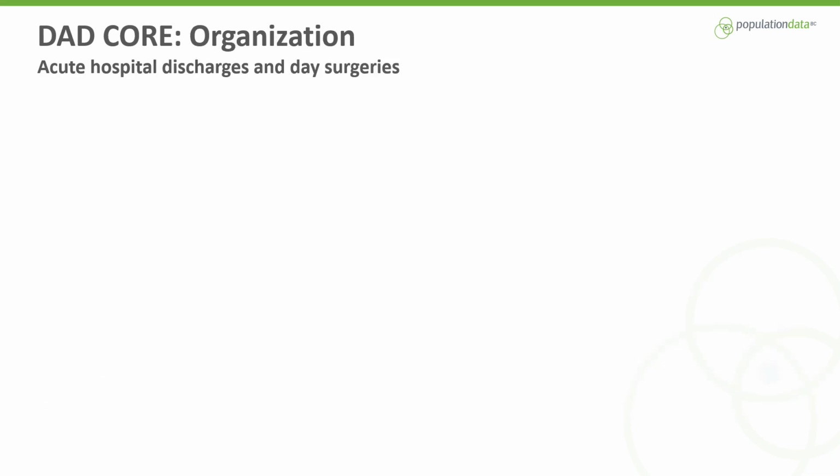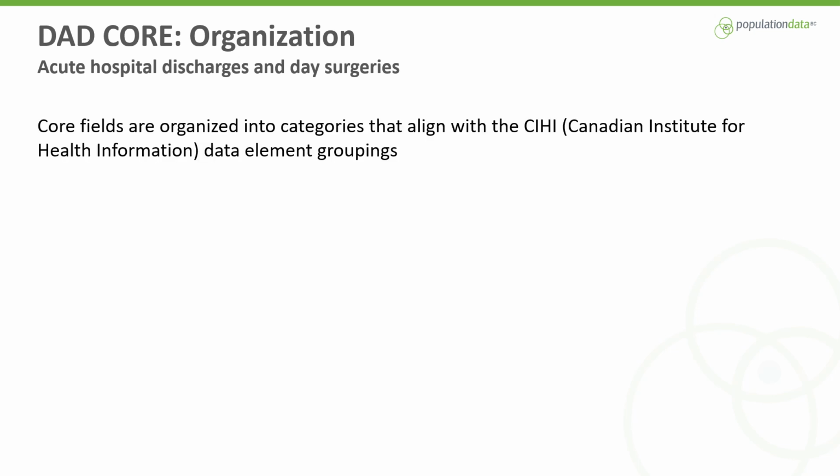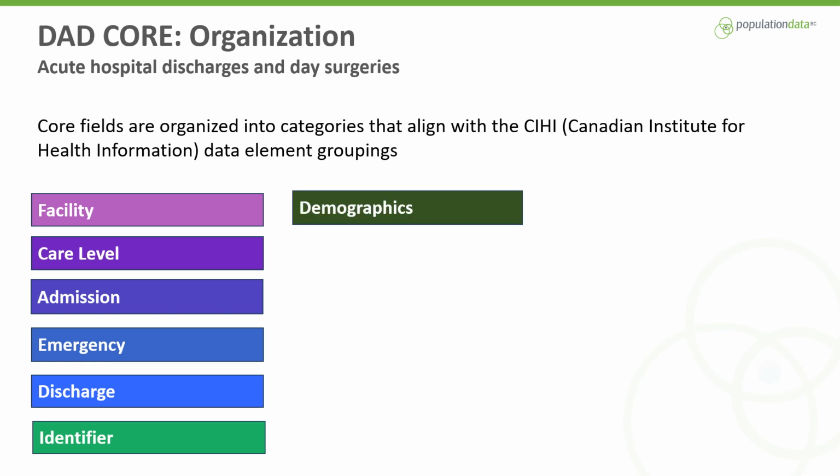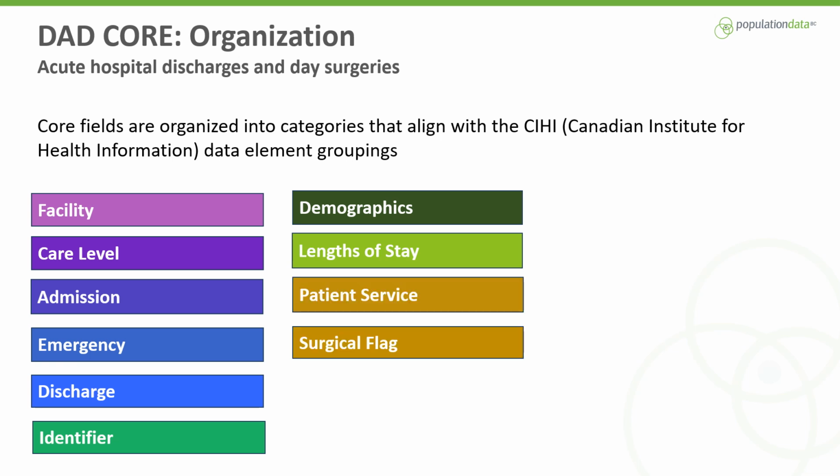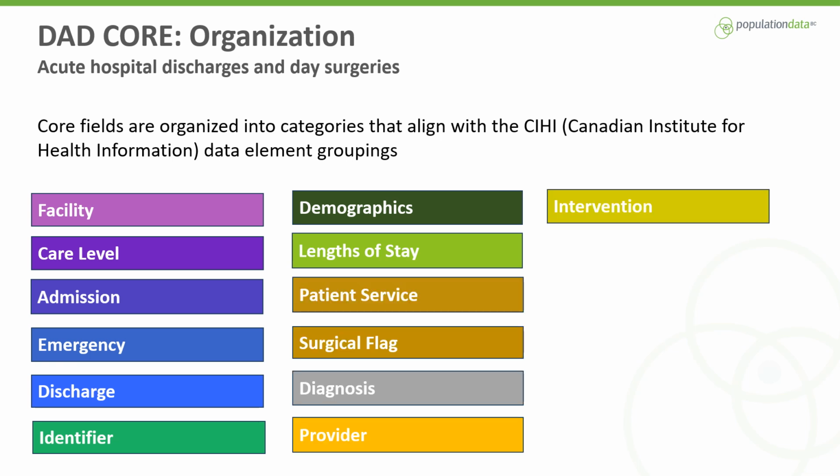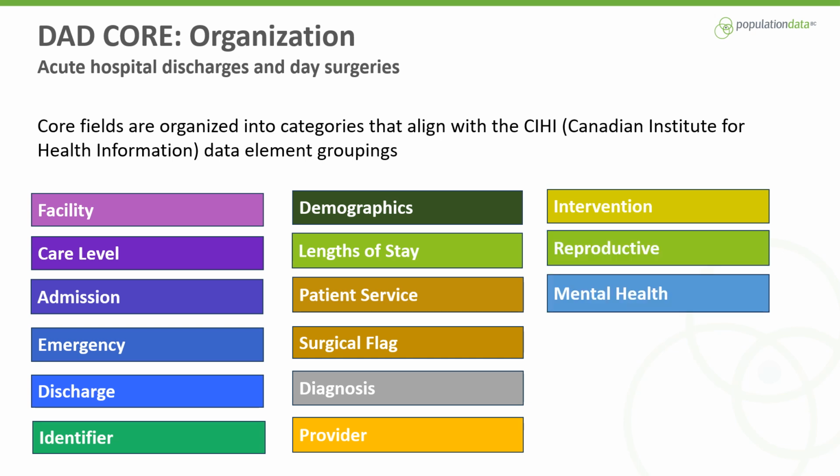The DAD core, containing information on both acute hospital discharges and day surgeries, is organized into categories that align with CHI-HI data element groupings, including administrative information, patient demographics, lengths of stay, including days and special care units, patient pathway information, clinical information, including diagnoses and interventions, reproductive fields, new mental health fields, and pre-linked CHI-HI case grouper fields.